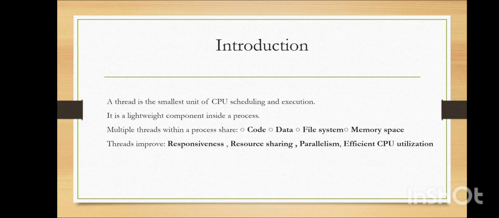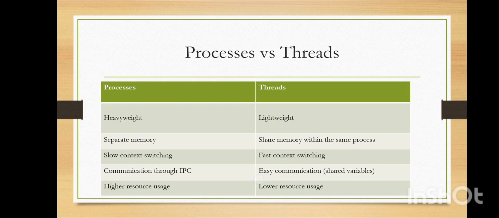Because multiple threads share resources, they help improve responsiveness, CPU utilization, parallel execution, and faster communication. This is why almost every modern application uses threads. Process versus threads. Here you can see the difference between a process and a thread.